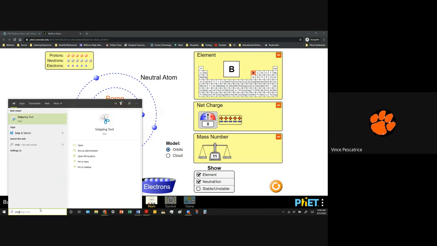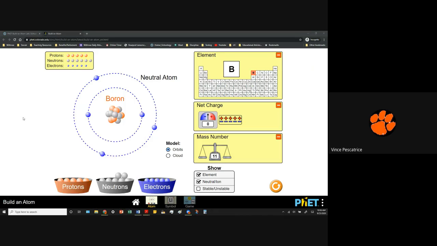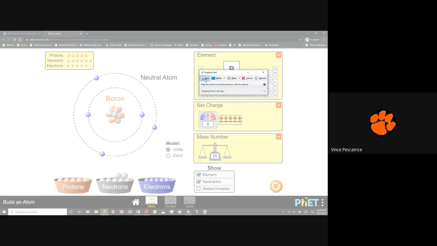From what I've heard from a lot of students is that as soon as you hit that Windows button, you can see it right away. It says snipping tool, you don't even have to type. But if you do, snipping tool right there, and it'll open up this little white window. You're going to click new, and your screen should go gray.